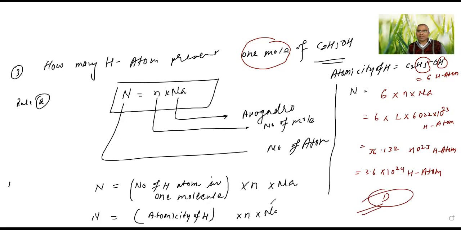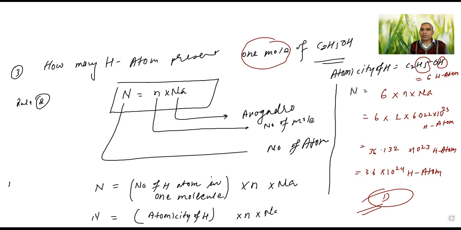Are you able to understand this? But what I don't understand is how we used the atomicity of H and 1 mole. Because it says 1 mole of the whole ethanol, right? Shouldn't we find the number of moles of the hydrogen in the ethanol?